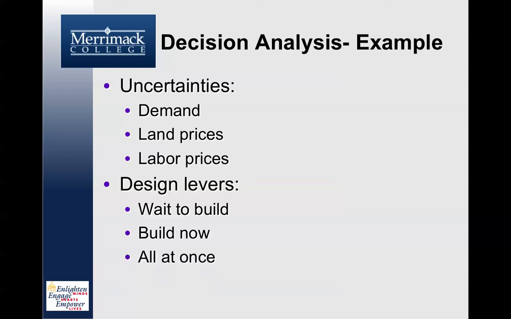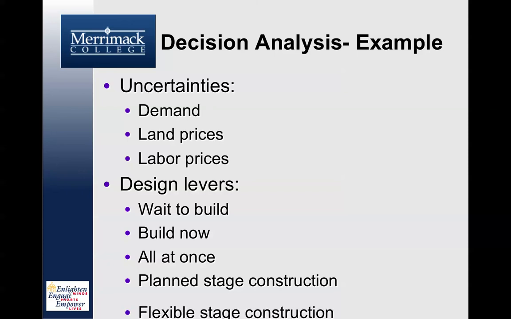When we do choose to build, we can do it all at once, the standard way. Figure out which one has the best net present value and build it. Or, in this particular case, I'm going to explain a planned stage construction, not the typical one, but a planned one. And then a flexible stage construction where we're not starting with a set number of levels. We could look at different scenarios for starting at 3 or 4 or 5.